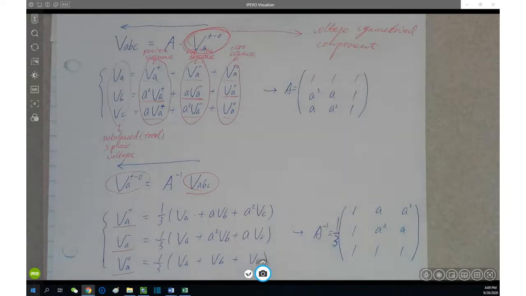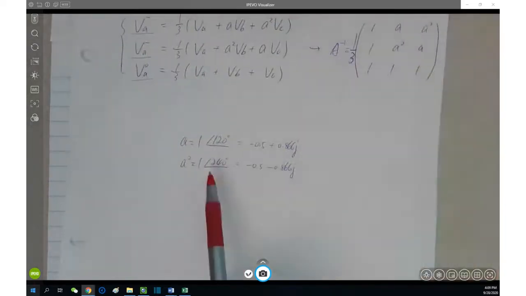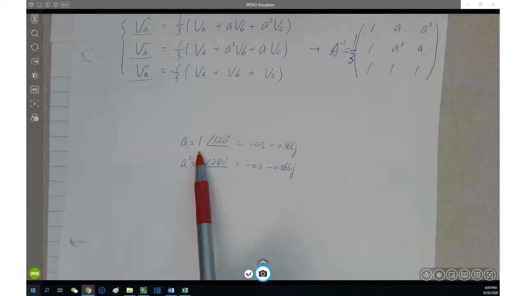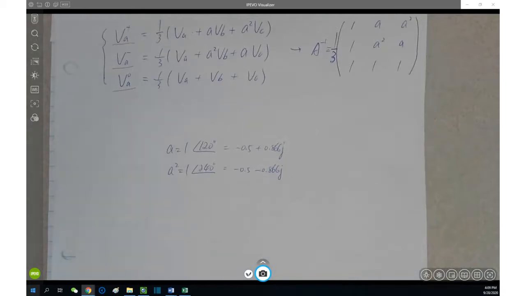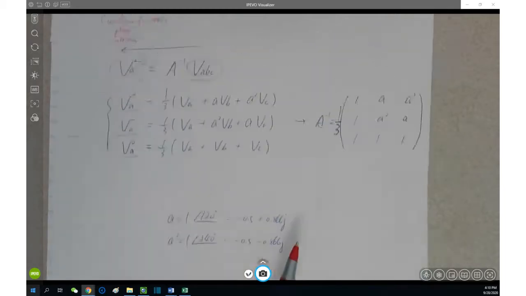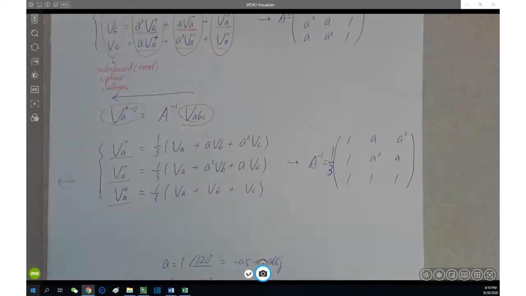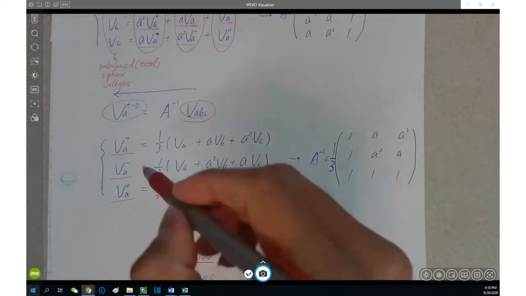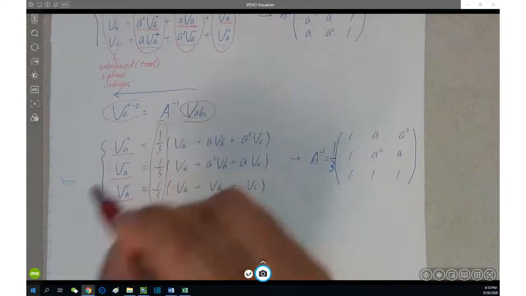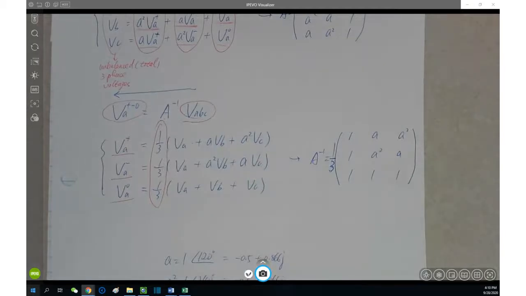Okay. By the way, what is A? A is a phasor with magnitude of 1 and phase angle of 120 degrees, right? In complex number rectangular form that equals -0.5 plus j0.866, right? It's a complex number. So whichever you feel comfortable with. Well, as we said, it's very easy to make the mistake of missing this 1/3, the coefficient 1/3.